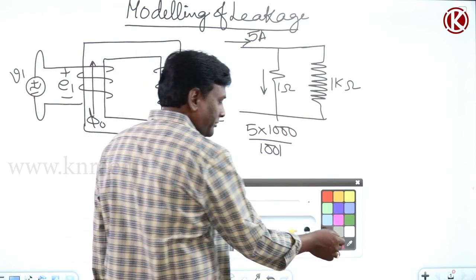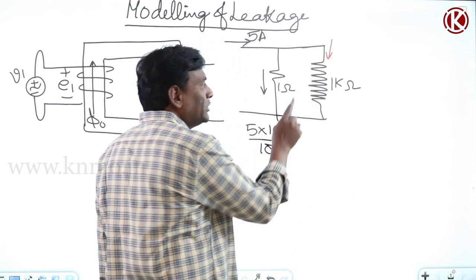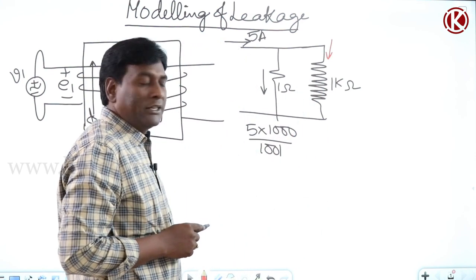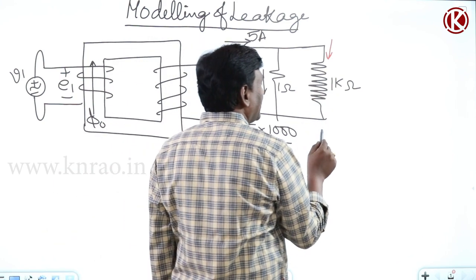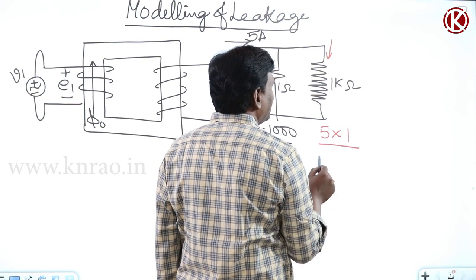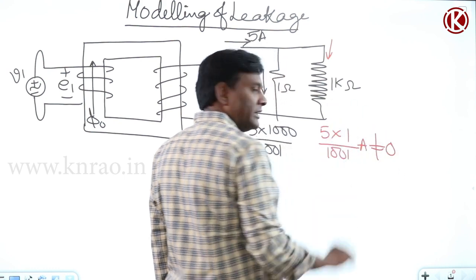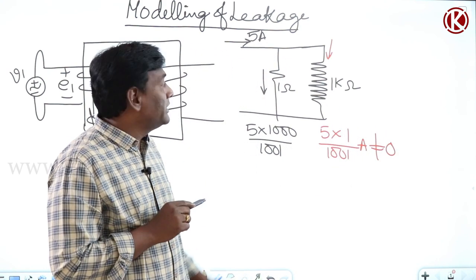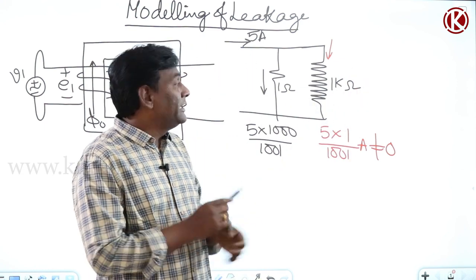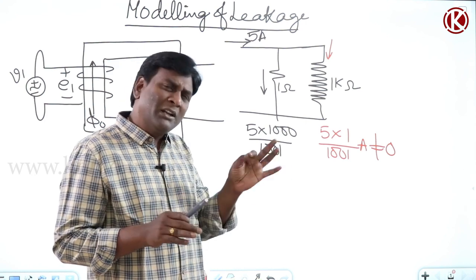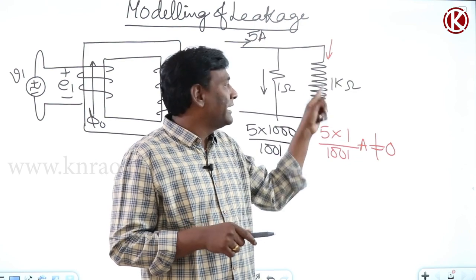Now think of the other component of current, which is flowing through this branch. Though it has a very high value of resistance, definitely some small portion of the 5 amperes should flow through it. How much is the current flowing through it? 5 into the other resistance 1 divided by the total resistance 1001 amperes. It is not zero. So what is the conclusion from here? Though this branch has very huge resistance compared to the other, maximum current will not flow through it, but at least a small fraction of the 5 amperes has to flow through it.